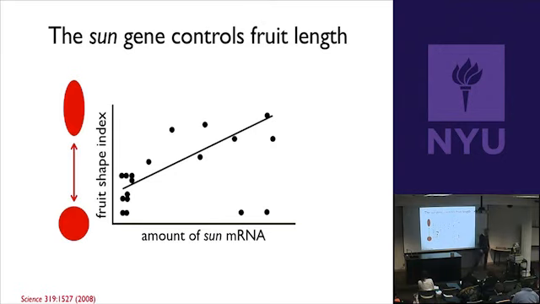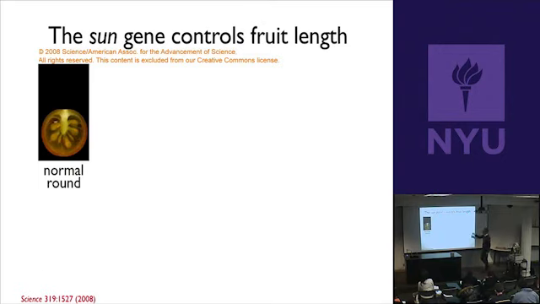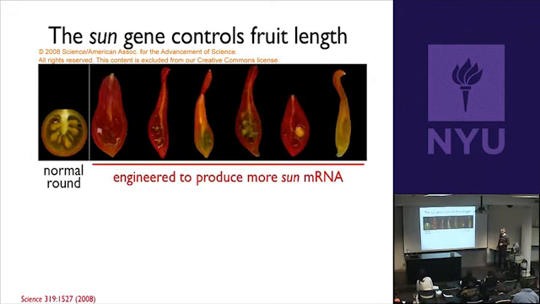But first I want to show you that this inference based on this correlation is actually true. So this general connection between the amount of SUN mRNA and the fruit shape is definitely true because you can do an experiment. You can take a normal round variety, and remember, that's usually associated with low activity of this gene, and you can engineer it to have more activity. We'll talk in later lectures about how you actually do this engineering. But when you do that, you convert this into something that makes these long tomatoes.